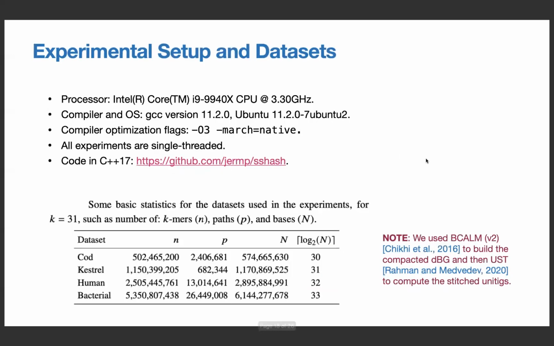Now I will illustrate some experimental results on full genomes of the following organisms. So you see we have the full genome of the common kestrel, the human genome, and a large pangenome of bacteria. Here on the top of the slide, you have all the information regarding our experimental setting. We use a GCC compiler with full optimization flags, and all the experiments are single-threaded, and the code is available on my GitHub, and it has been written in C++.